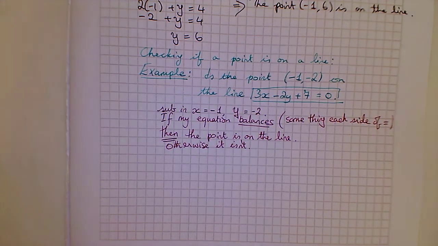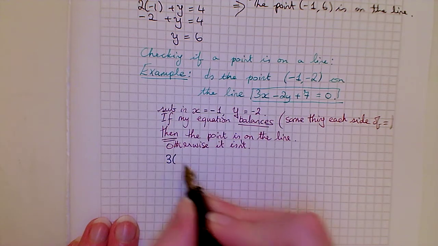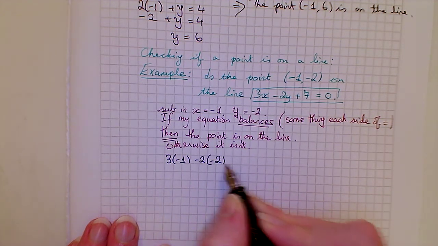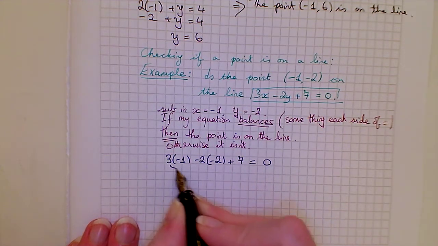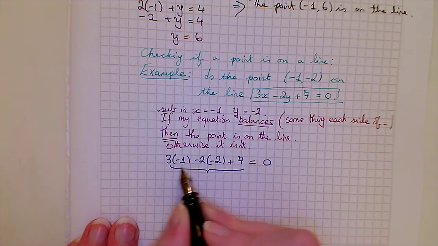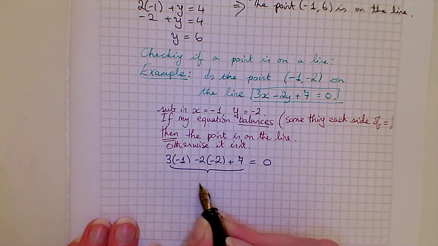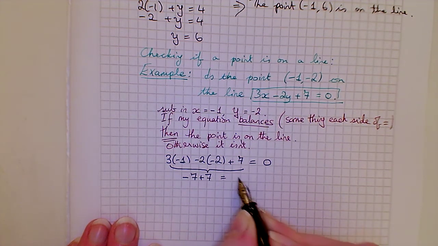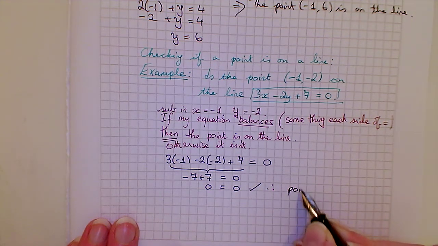Okay, so let's look at that. I'm going to sub in, instead of x, -1, and instead of y, -2, and we'll see what we get. You can just put that into your calculator in one go, or you can do it in your head. -3, take 4, is -7, plus 7. And is that equal to 0? It is. So therefore the point is on the line.